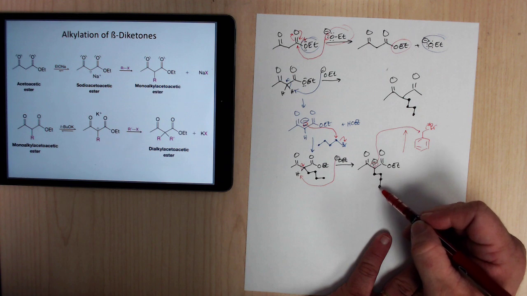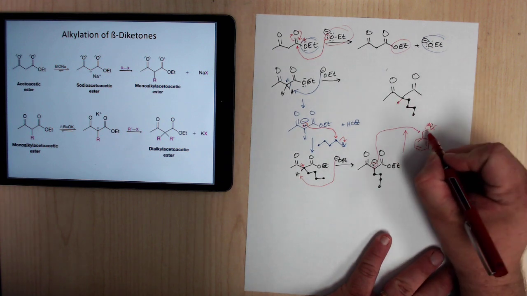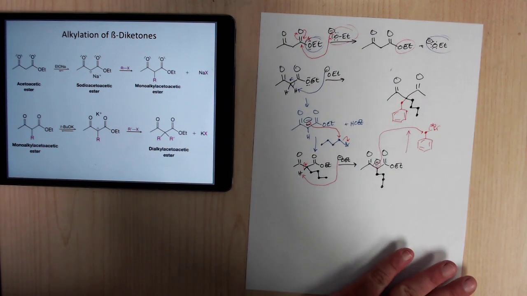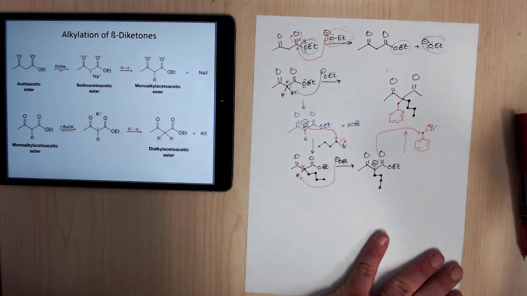So what you would end up with is this one that you put on first, and then here, because there's a carbon right there, you can put on another one. So you can actually put two groups onto here. Oh, forgot this.